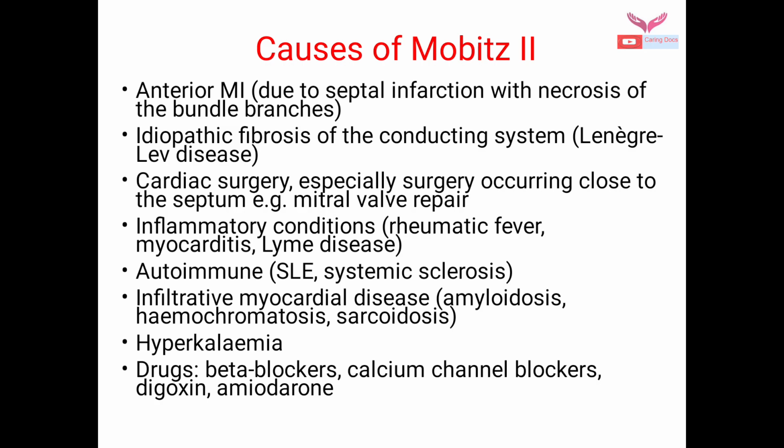The causes of Mobitz II second degree heart block are anterior MI, that is due to septal infarction with necrosis of the bundle branches; idiopathic fibrosis of the conducting system, that is Lenegre-Lev disease; cardiac surgery, especially surgery close to the septum, such as mitral valve repair; inflammatory conditions like rheumatic fever, myocarditis, Lyme disease; autoimmune disorders like SLE and systemic sclerosis; infiltrative myocardial disorders like amyloidosis, hemochromatosis, sarcoidosis; hyperkalemia; and beta blockers, calcium channel blockers, digoxin and amiodarone. They can all produce Mobitz type 2 second degree heart block.